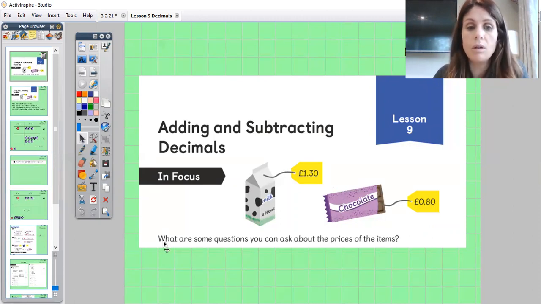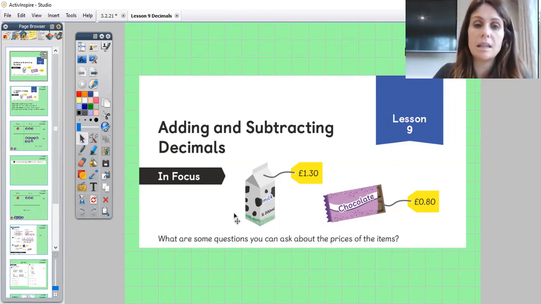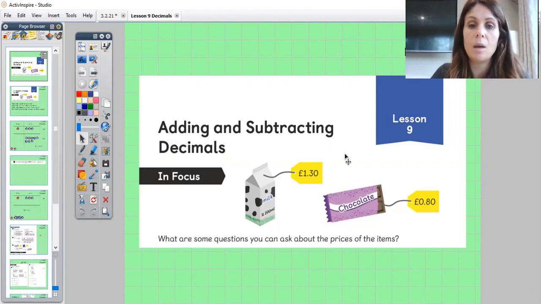And it says, what are some questions you could ask about the prices of the items? So today's in focus is quite broad, it's quite open today. Thinking about the fact that we're adding and subtracting decimals, can you think of some questions, and I want more than two, that you might be able to ask using this information here? Pause the video and have a go in your books.